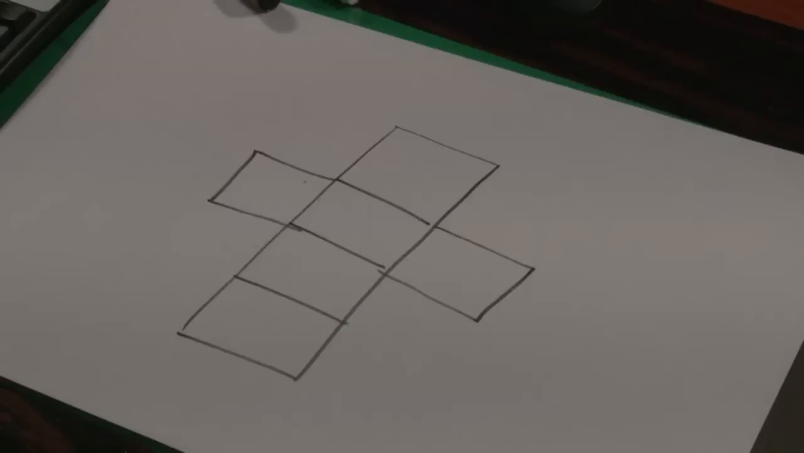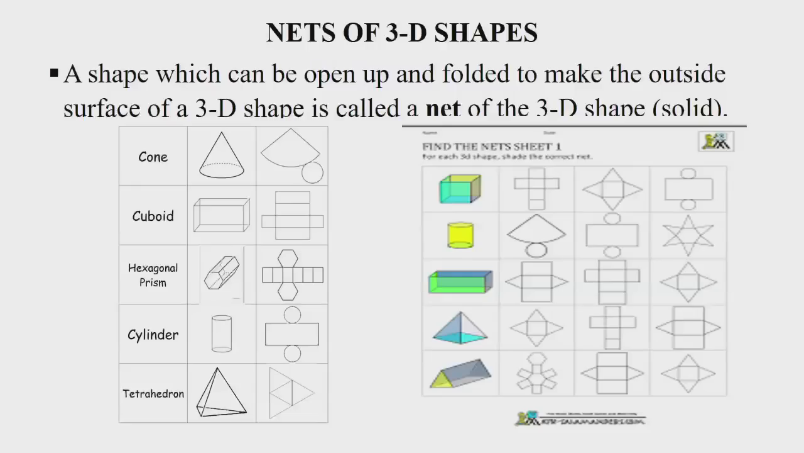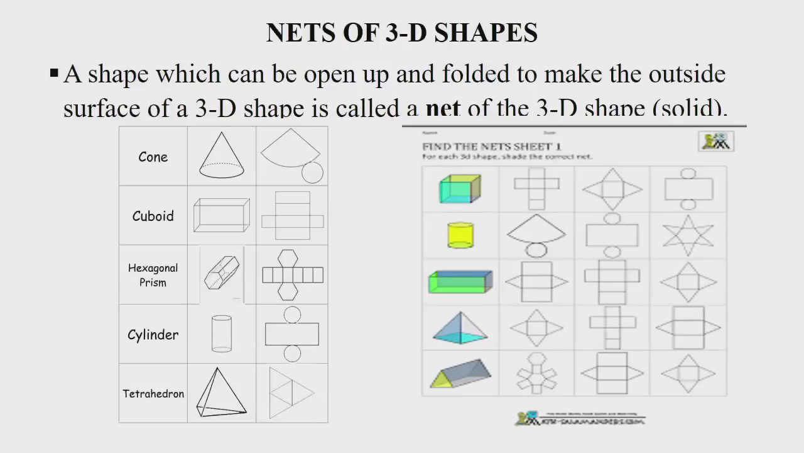Now I gave you the example. First we say a shape which can be opened up, as I said, and folded again to make the outside surface of a three-dimensional shape is called a net. When you open it up, that shape is now called the net of a three-dimensional shape or of a solid shape. Because you can open it up and you can also close it again. So when you open it up, it's called a net of a cube, a net of a cuboid, a net of a hexagonal prism, that is now a six-sided figure, a net of a cylinder, a net of a tetrahedron, and other nets also on the left-hand side, and so on.